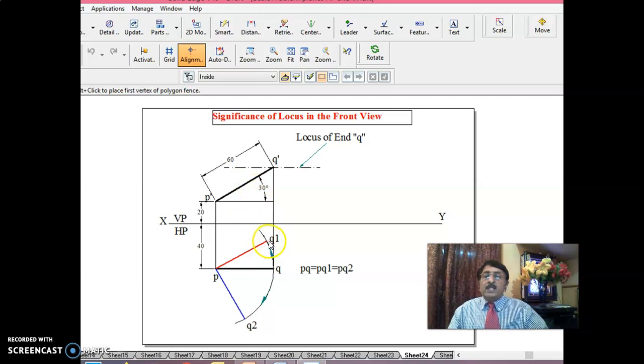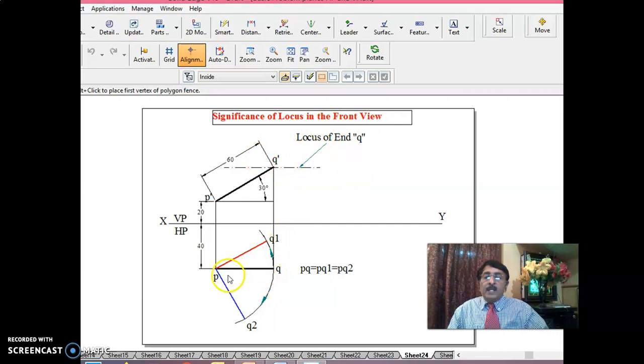Now we have developed inclination to VP. But even in this case, the height of Q1 above HP remains same. That means this Q1 should lie on this locus only. That is the understanding. That is the significance of the locus in the front view.